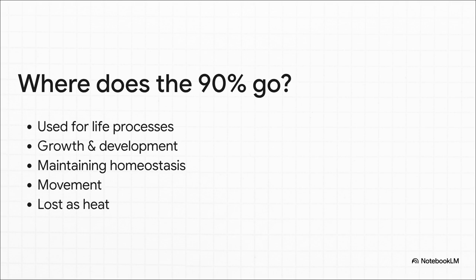And this 10% rule has massive consequences. It's the reason you'll always find way more plants than rabbits and way more rabbits than foxes. There just isn't enough energy at the top to support huge armies of predators.